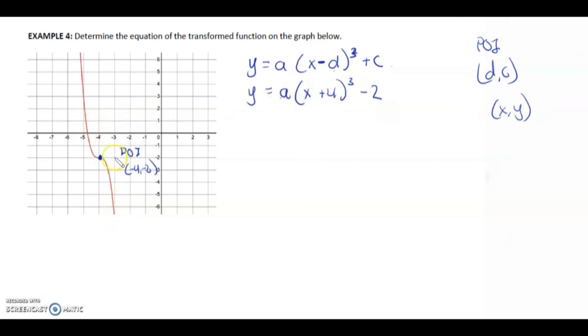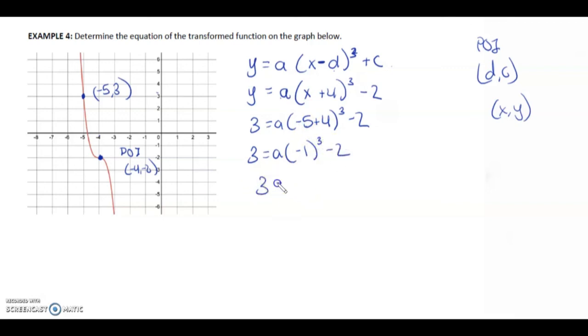So if we try to find a point that's directly on the grid, we can find this point. I get -5, 3. So 3 equals a times (-5 plus 4) cubed minus 2. And now we go through the motions and we solve. So -5 plus 4, I get -1, cubed minus 2. Okay, -1 cubed is still -1, so it's -1a, or -a, and then we just bring down the -2.